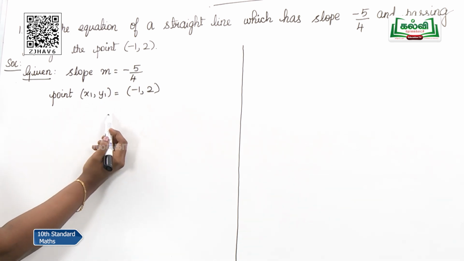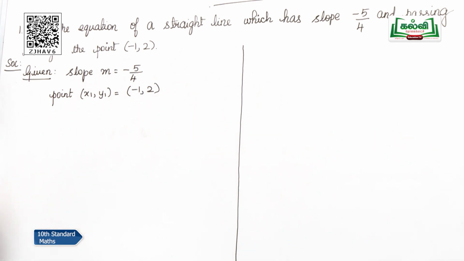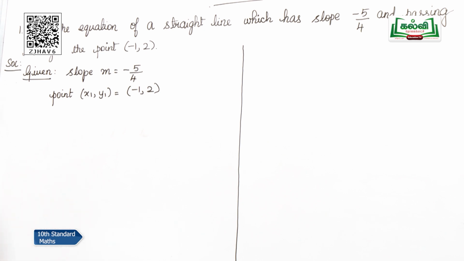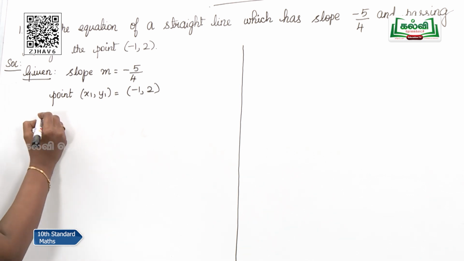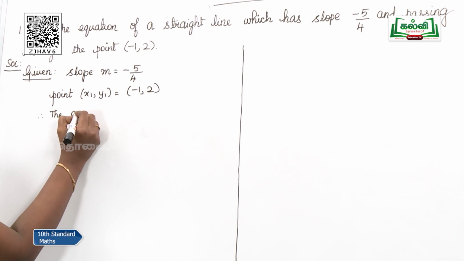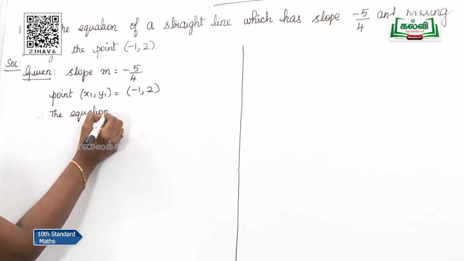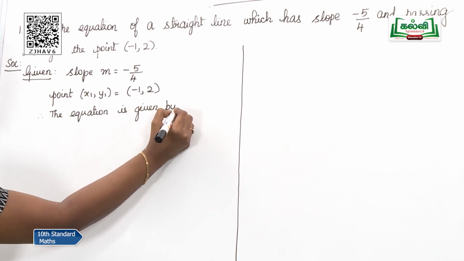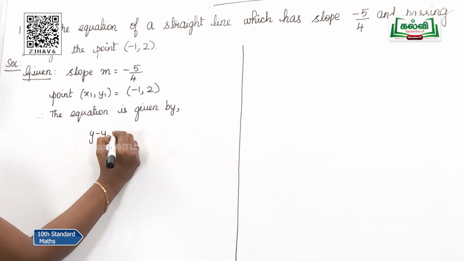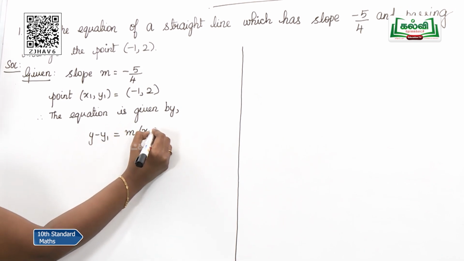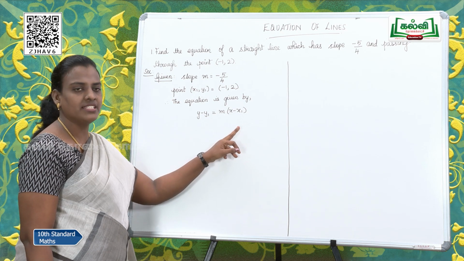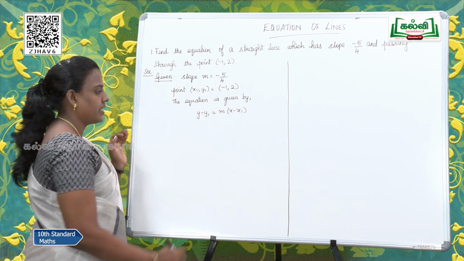Now what is the equation of the line, or what is the form of the line which involves the slope m and the point x1, y1? Very good. That is what you learnt in today's class, the slope point form or the point slope form. So therefore, I will say the equation is given by y minus y1 is equal to m into x minus x1. So substituting the values, you will get the equation.